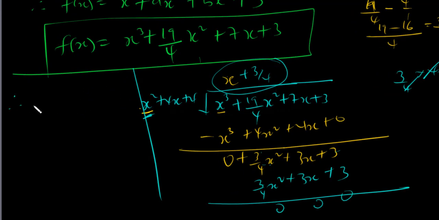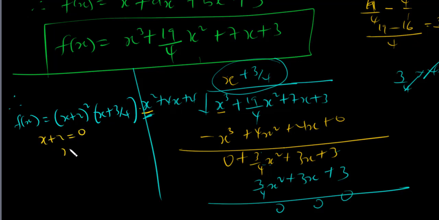So we can say f of x can be written as the factors, that is x plus 2 all squared, and that of x plus 3 out of 4. And these factors will give you the zeros. You equate the linear factor to 0, and that will be negative 2 here. You know, this is repeating, so we have negative 2 and negative 2, and x plus 3 out of 4 equal to 0, then you get x equals negative 3 out of 4.